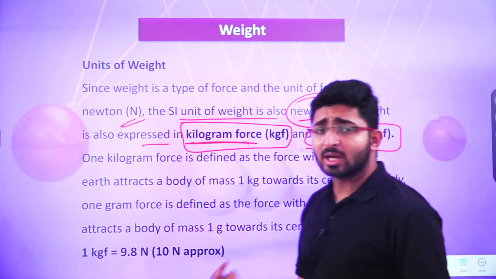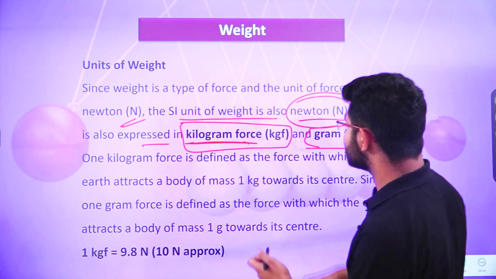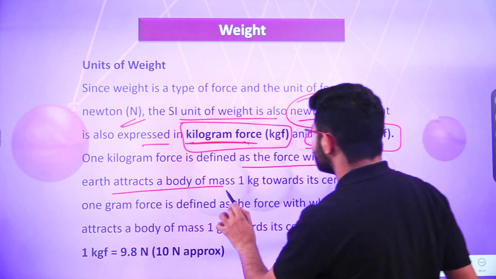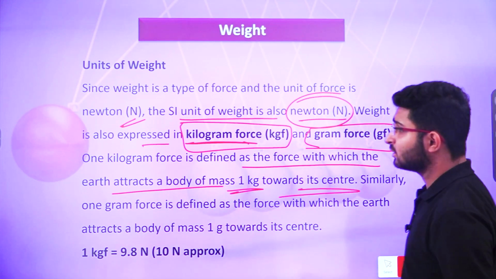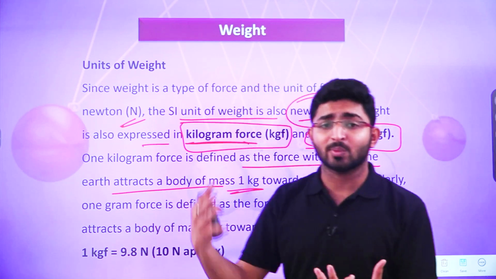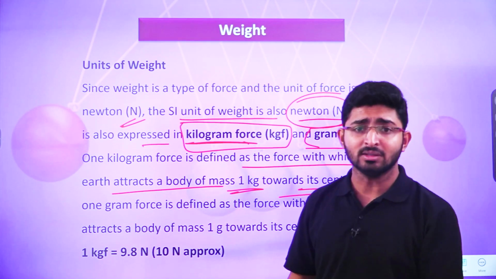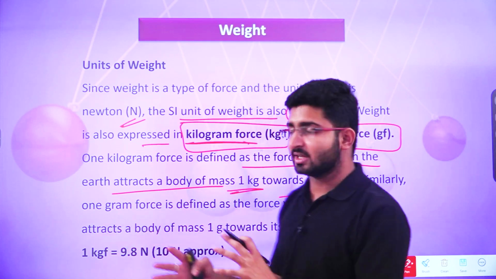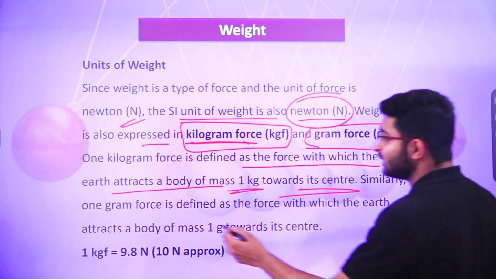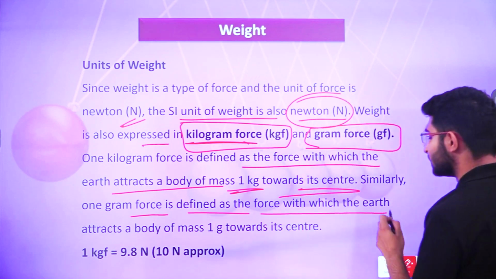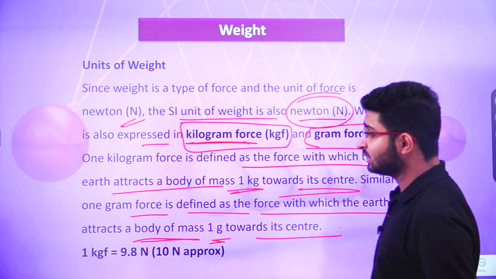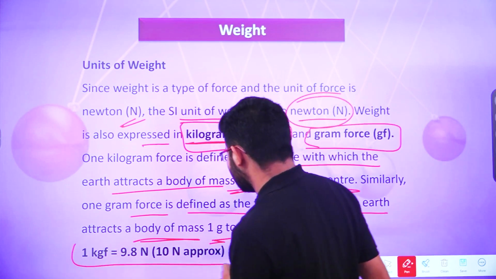Now what are kilogram force and gram force? 1 kilogram force is defined as the force with which the earth attracts a body of mass 1 kg towards its center. So whenever a body of mass 1 kg is attracted towards the earth, its weight is 1 kg force, that is 1 kgf. Similarly, 1 gram force is defined as the force with which the earth attracts a body of mass 1 gram towards its center.